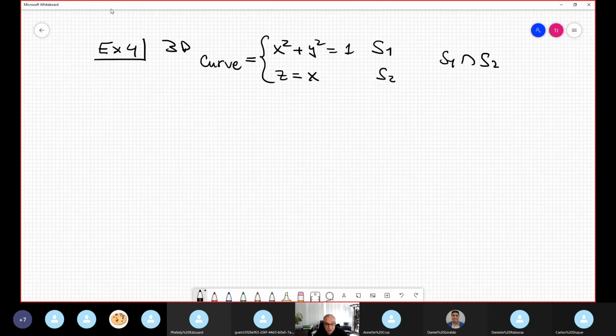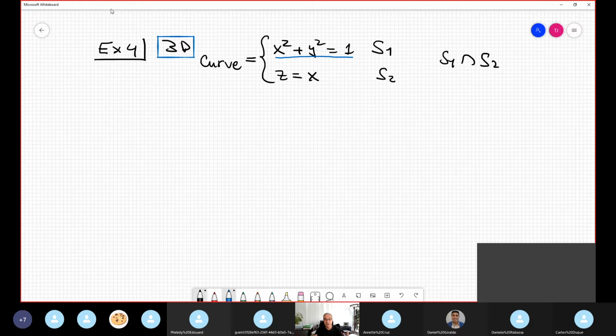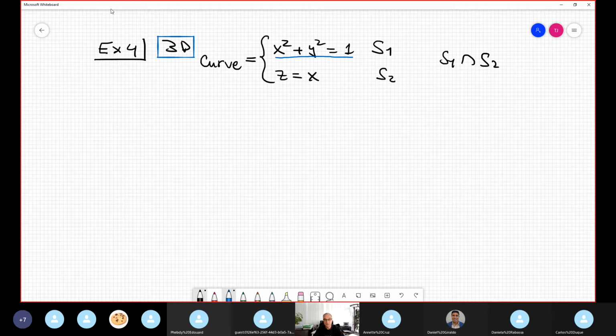By the way, for practice, what is the name, or what does surface 1 look like? Remember, we are working now in 3D. Don't say circle, because it's not a circle. What is the name? No idea? You need to remember that guy. Cylinder. It's a circular cylinder. Remember, it's a surface in 3D. Z is missing. Therefore, this is a circular cylinder along the z-axis.